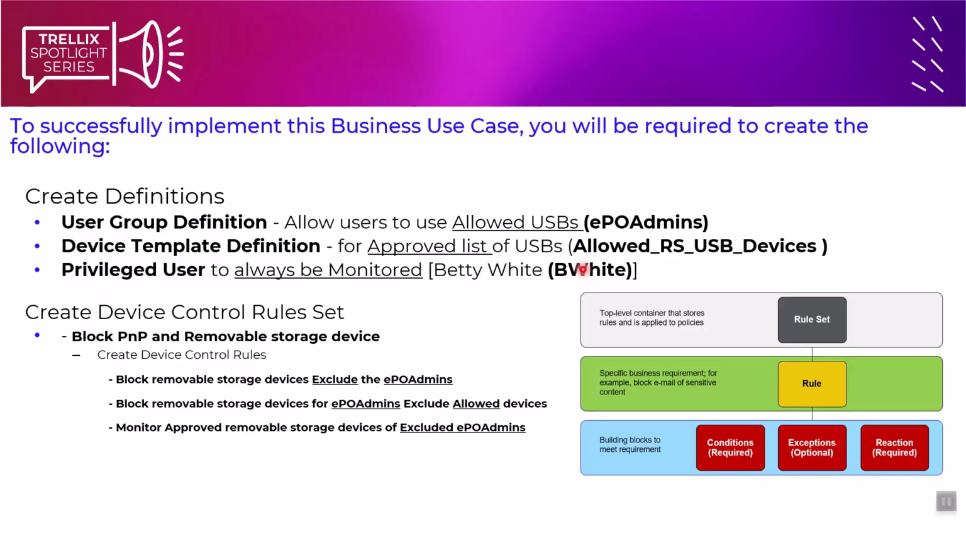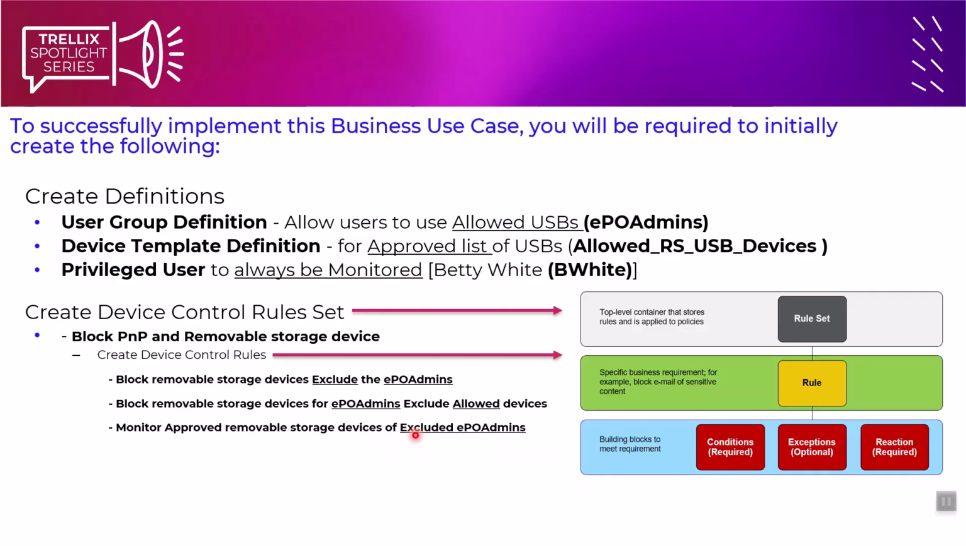Cool. Now, the next thing we'll need to create is a rule set. A rule set is the top level container that's going to house all your individual rules. We're going to name our rule set block plug and play removable storage devices, and within that rule set container, we're going to create the following three rules. The block removable storage devices exclude the EPO admins. Block removable storage devices for the EPO admins exclude the following devices. And then monitor the approved removable storage devices for excluded EPO admins.